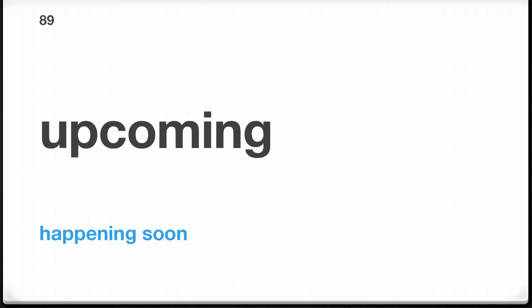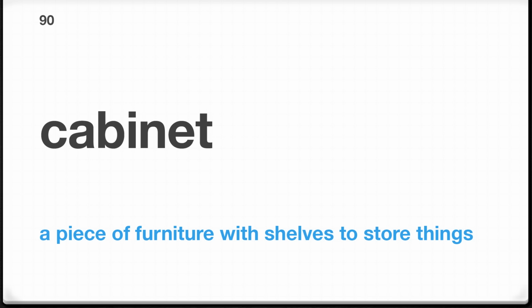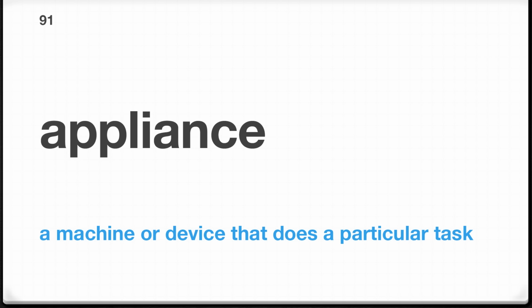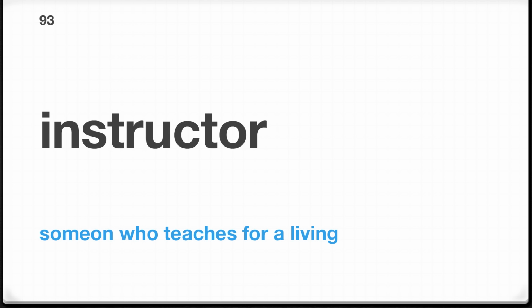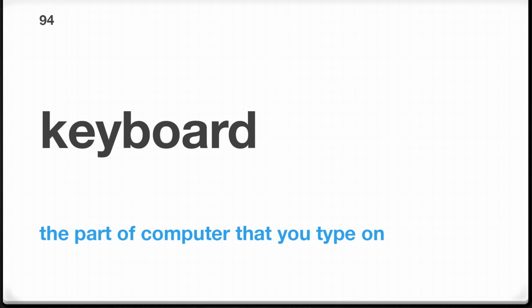Happening soon. Upcoming. A piece of furniture with shelves to store things. Cabinet. A machine or device that does a particular task. Appliance. To explain or make clear. Explanatory. Someone who teaches for a living. Instructor. The part of computer that you type on. Keyboard.